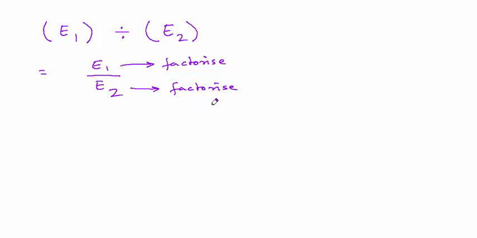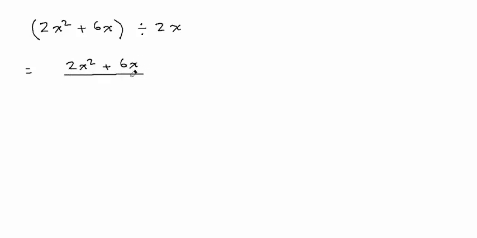Let me show you a few examples. Let's say we want to divide the expression 2x squared plus 6x, all of that to be divided with 2x. Like I said, the first step is to rewrite this as a fraction. The dividend on the top, so we have 2x squared plus 6x on the top, divided with 2x, the divisor. The denominator 2x is already factorized.